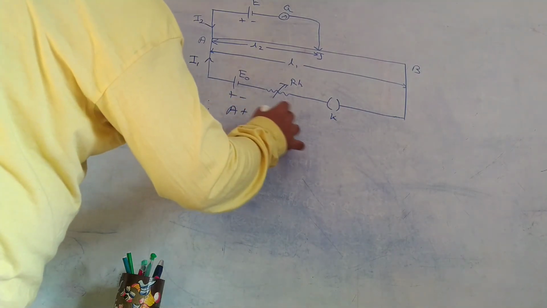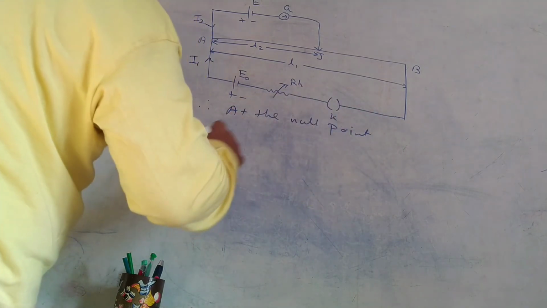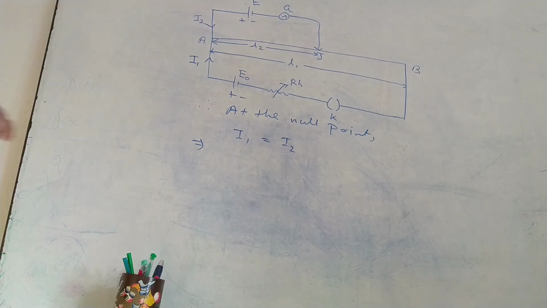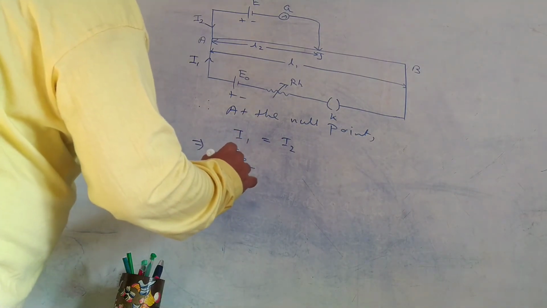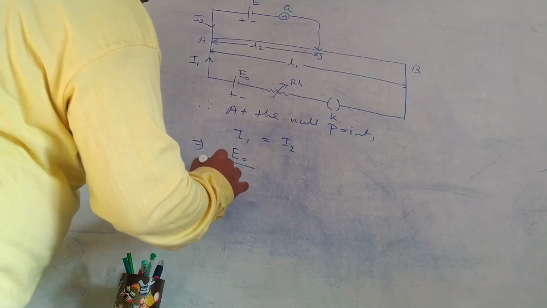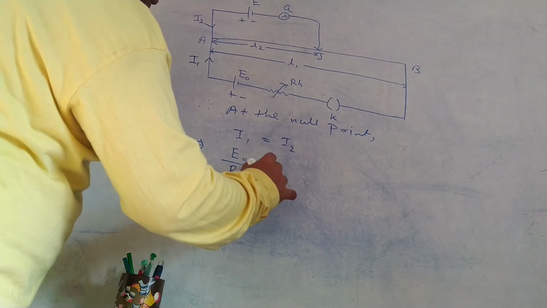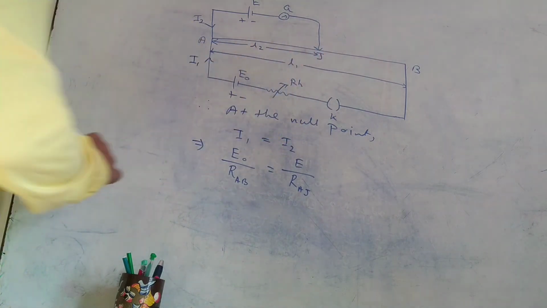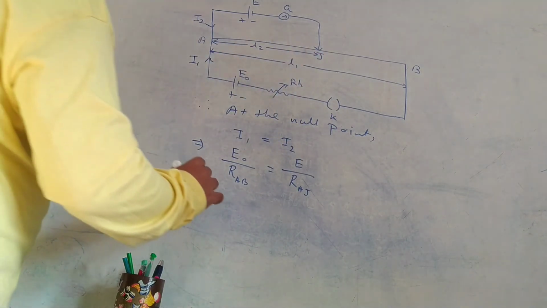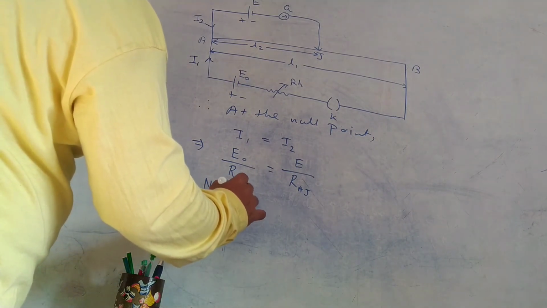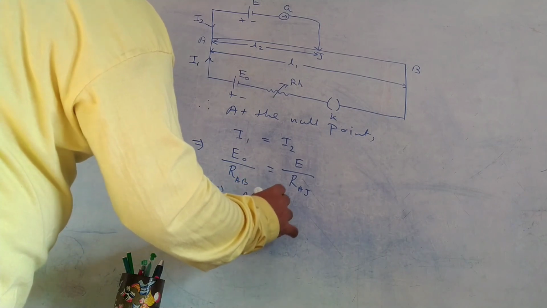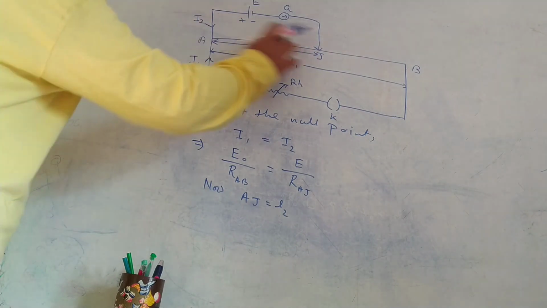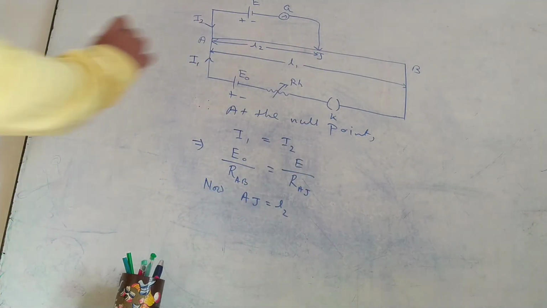Therefore, at the null point or balanced condition, I1 is equal to I2. You know that I1 is equal to EMF by resistance of AB, that is RAB. I2 is equal to EMF of the second cell by resistance of AJ, where J is the null point of this circuit. Now let AJ is equal to L2, the length of the portion of the wire AJ, and the length AB is L1.